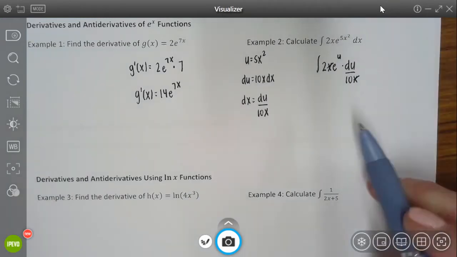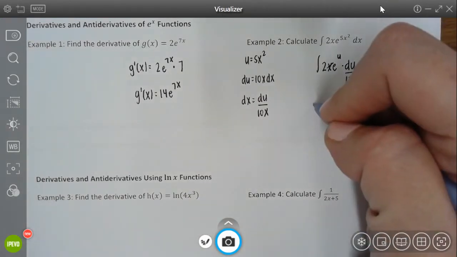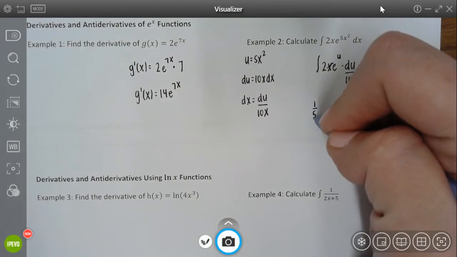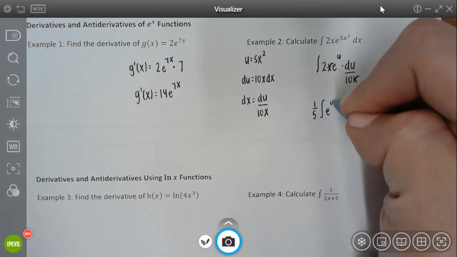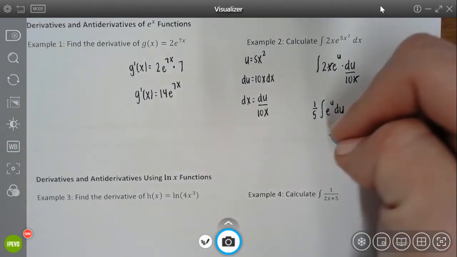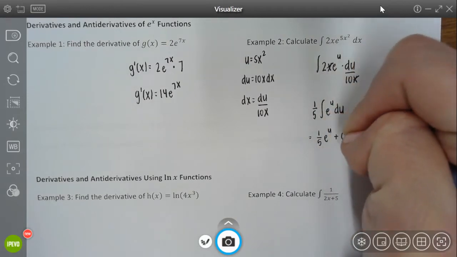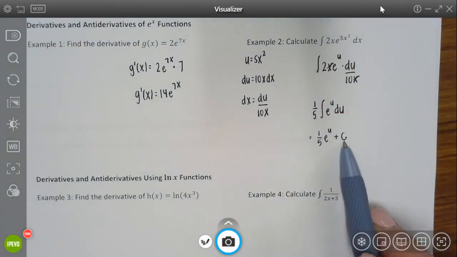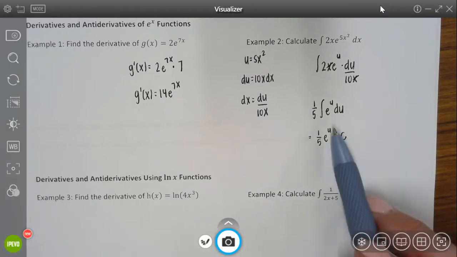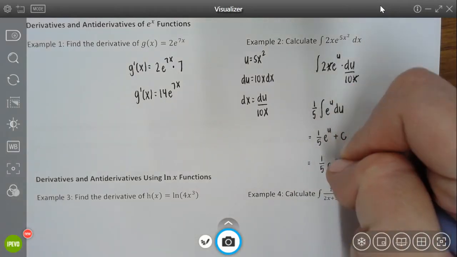That 2 over 10 can become a coefficient on the outside, so I'm going to write that as 1/5 times the integral of e to the u du. And the antiderivative of e to the u is just e to the u. So that's going to become 1/5 e to the u. If this is an indefinite integral, we want to remember the plus c. And then we would just want to substitute back in whatever our u was. So 1/5 e to the 5x squared, and then plus c.